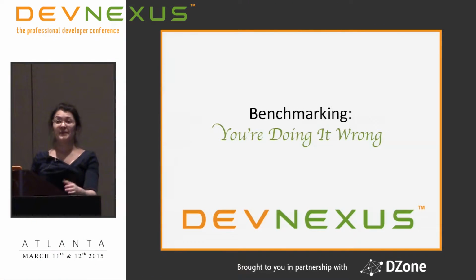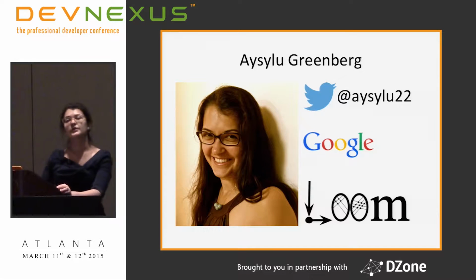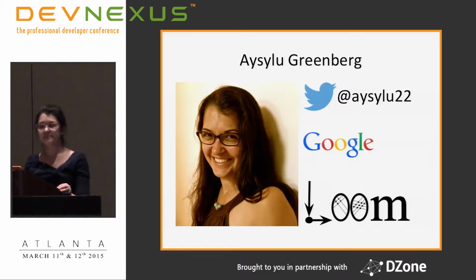Today we'll talk about benchmarking and how you're doing it wrong. And these are some of the things I've also done wrong. So a little bit about myself. I'm Aysylu Greenberg. I work at Google on distributed build systems. And I'm also a maintainer of the open source library called Loom, which is a graph algorithms and visualization library written in Clojure. There's the right way and the wrong way to do benchmarks.